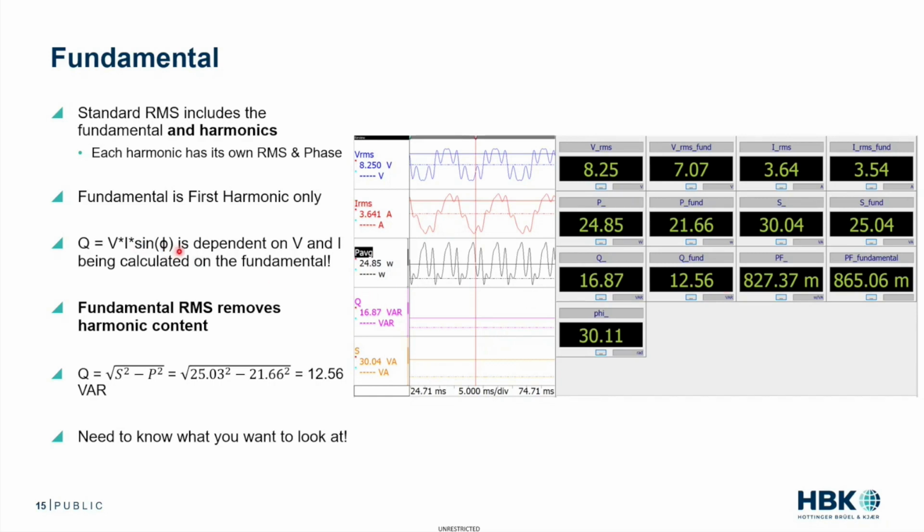So this traditional equation is dependent on V and I being calculated on the fundamental or one individual harmonic. Fundamental RMS removes all of that harmonic content. It takes the frequency and looks at just that first Fourier series transformation. We actually have a package in our software for doing that automatically. So it extracts all those harmonics out, and we get the reactive power calculation to be the same as we're calculating here.